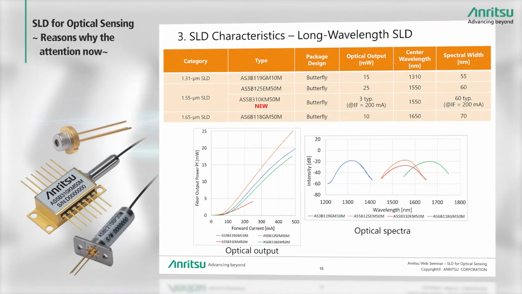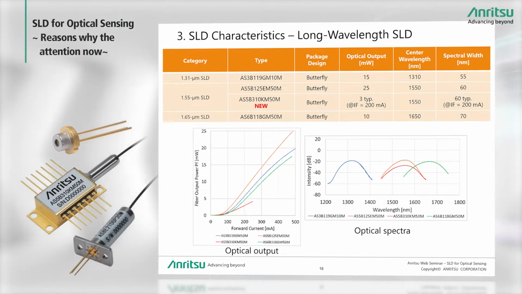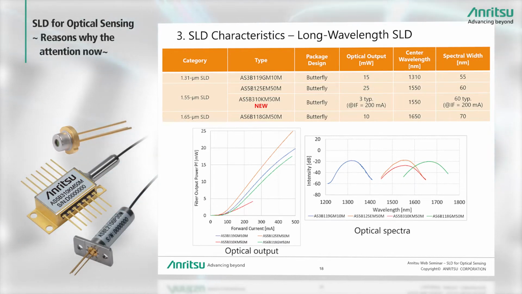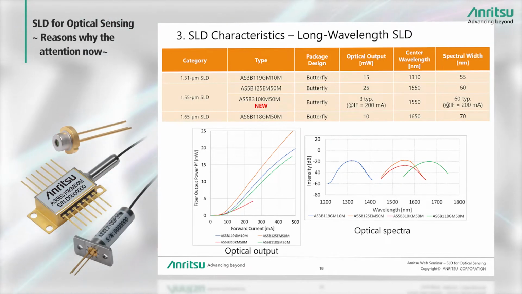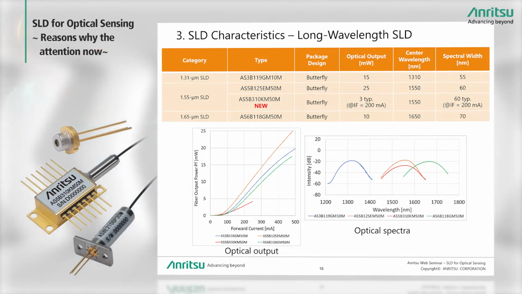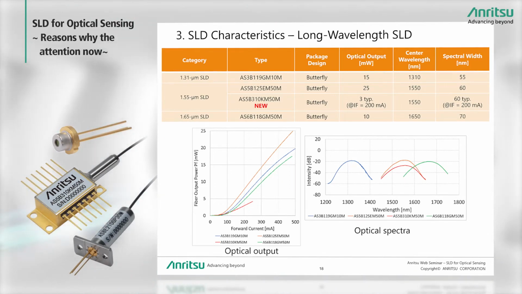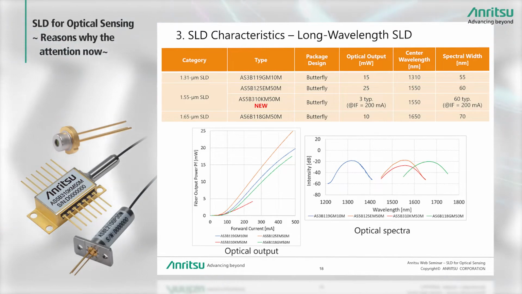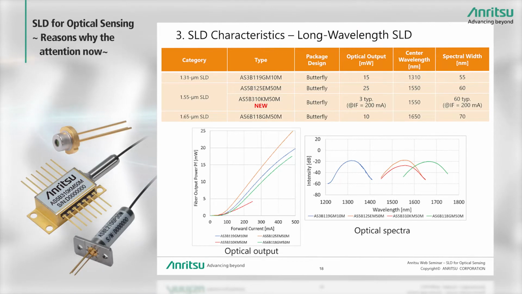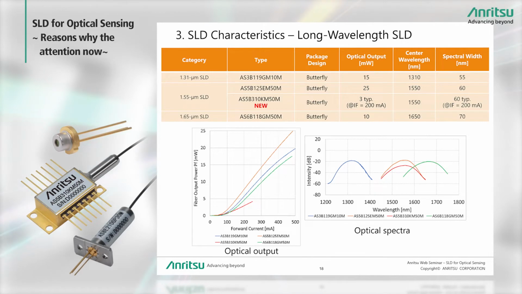This slide shows long wavelength SLD characteristics. The wavelength bands are 1.31, 1.55, and 1.65 micrometers. The 1.31 micrometers AS3B119GM10M has an optical output power of 15 milliwatts and a spectral width of 55 nanometers. The 1.55 micrometers AS5B125EM50M has an optical output power of 25 milliwatts and a spectral width of 60 nanometers.